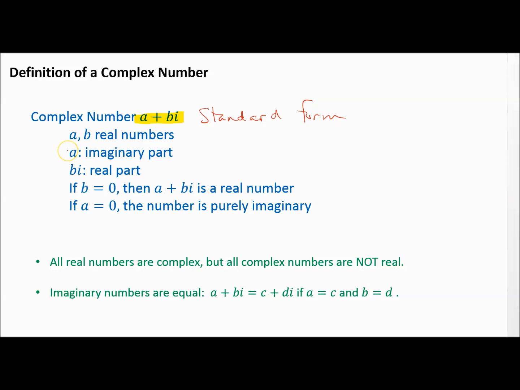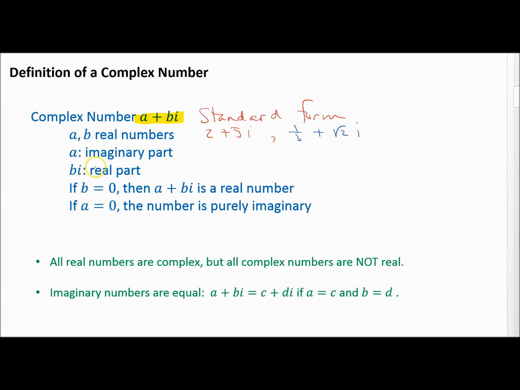Now the a and the b are real numbers. So an example might be 2 plus 5i, where a is 2 and b is 5. Those are always real numbers. They don't have to be nice looking real numbers either. It could be 1/3 plus the square root of 2 i. That's also what we call a complex number, where a is 1/3 and your b is the square root of 2. Again, both of those are real numbers.